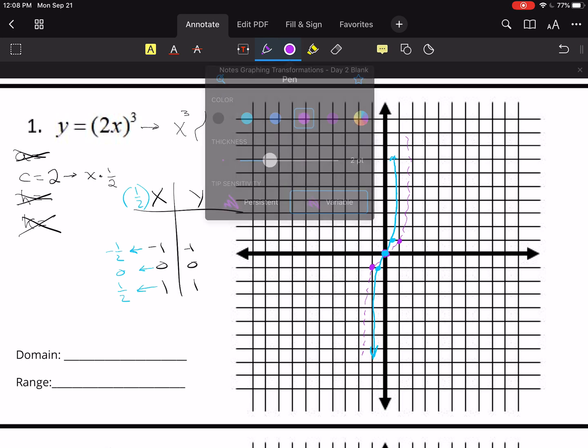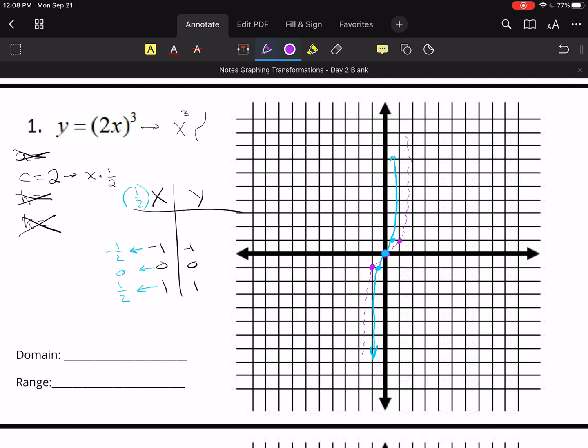So real quick, just explaining how C affects my graph. When I'm multiplying by that fraction, it's going to compress my parent function in. Now, if it was a fraction as a C value, I'd multiply by its reciprocal. So say it was 1/3 on the inside, I'd multiply by 3 and that would expand me out horizontally.